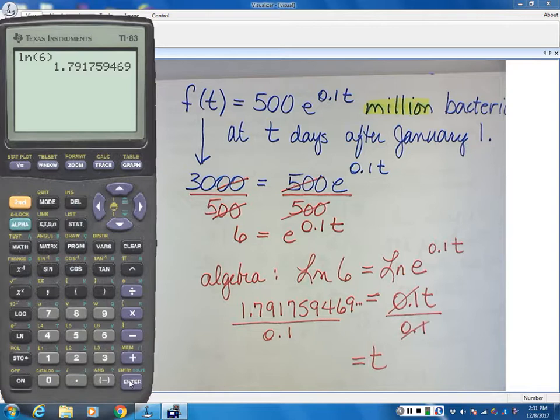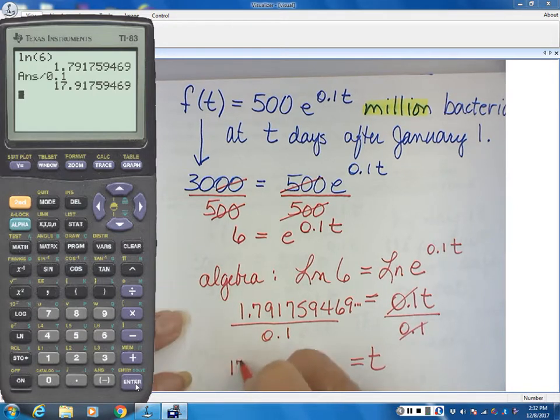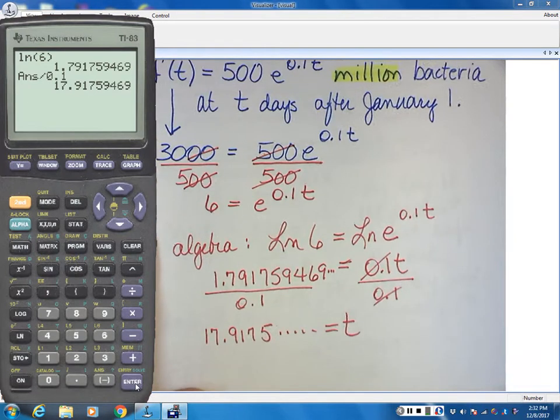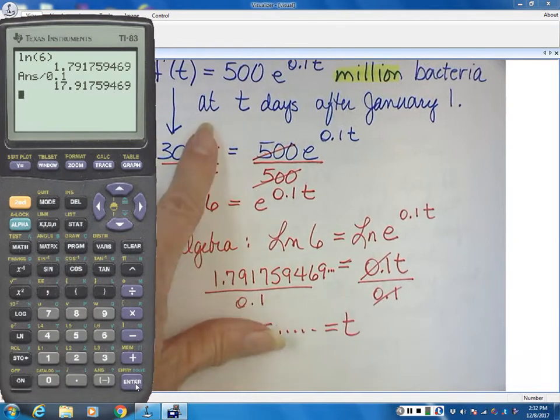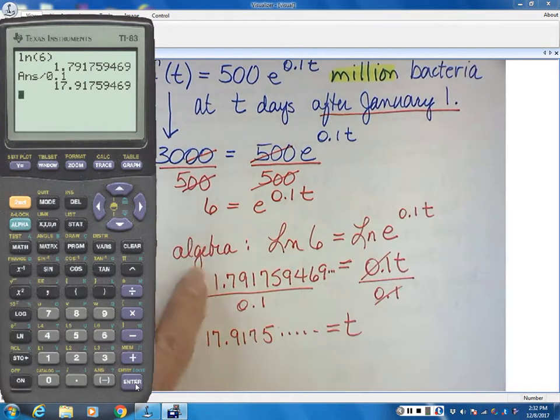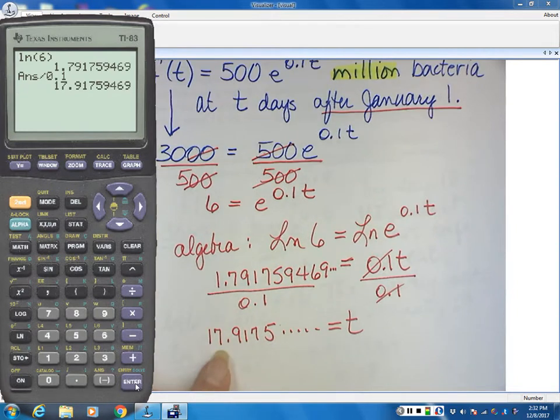So with that number sitting there, just hit your division symbol and type in your 0.1. And we get 17.9175. And then we have to think about, okay, how can we round this? So we need to go back to what the function actually says. t is the number of days after January 1. So it's 17.9175 days after January 1.